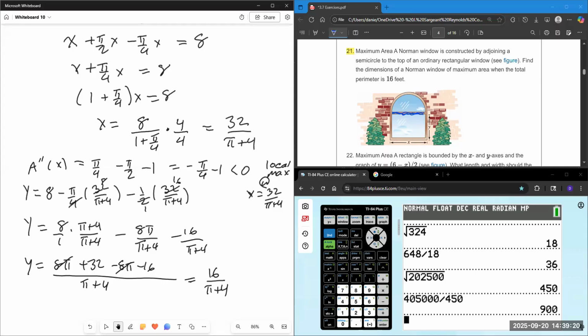So 16 over pi plus 4 is my y value, giving me 32 over pi plus 4 for x and 16 over pi plus 4 for y for my dimensions. Let's move on now to number 25.